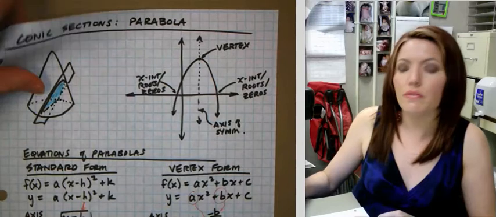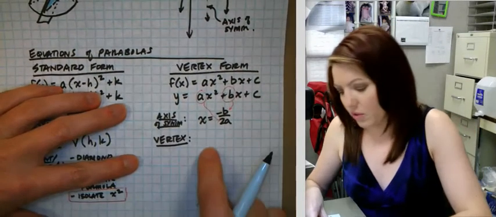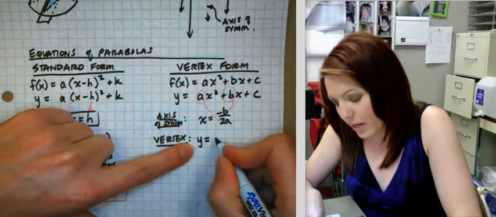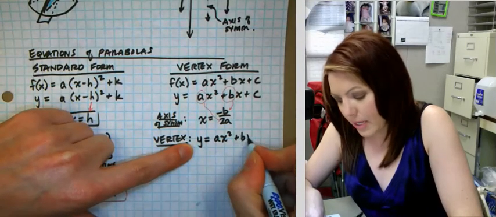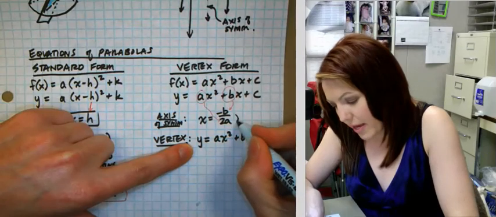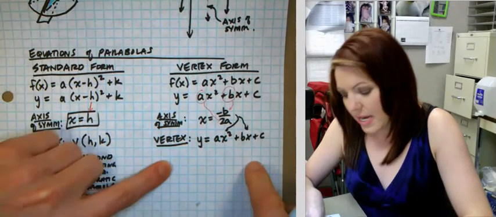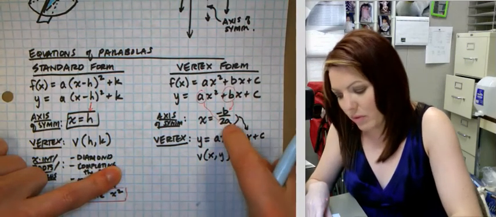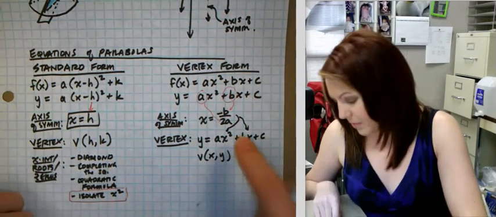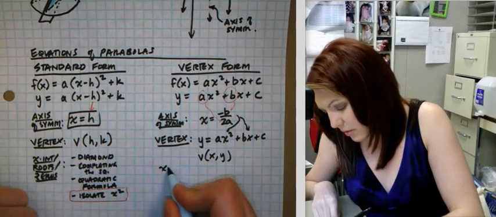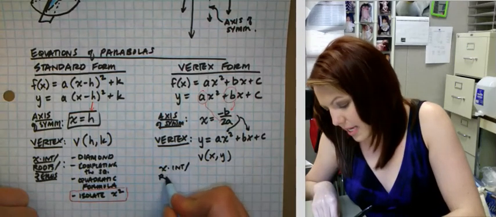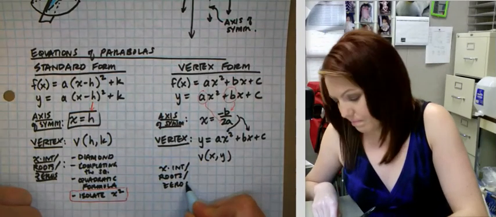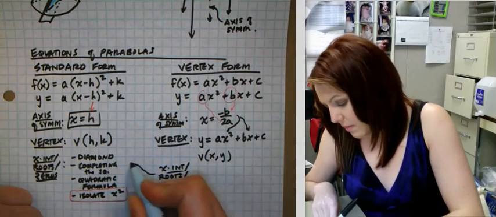Okay, so once we find the x-coordinate of the vertex here, we take that x-coordinate and plug it into the equation for y, ax squared plus bx plus c, so we take this whole thing and plug it in anywhere there's an x, and then we have our vertex as x comma y based on what we found up here. Okay, x-intercepts or roots or zeros, same thing. Same thing as what we have in the other form. Make sure you guys can see that.